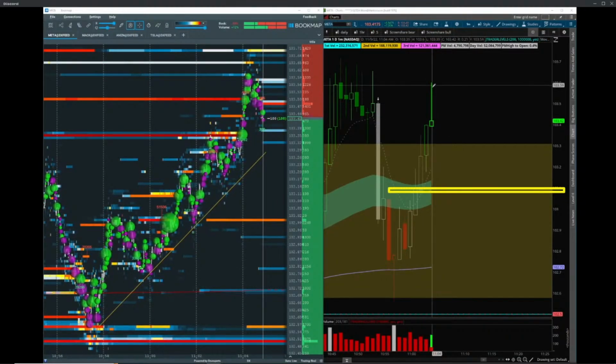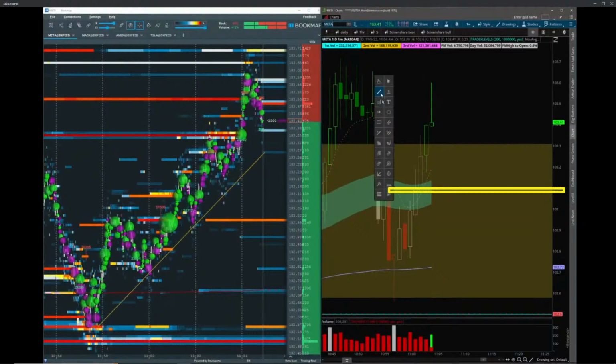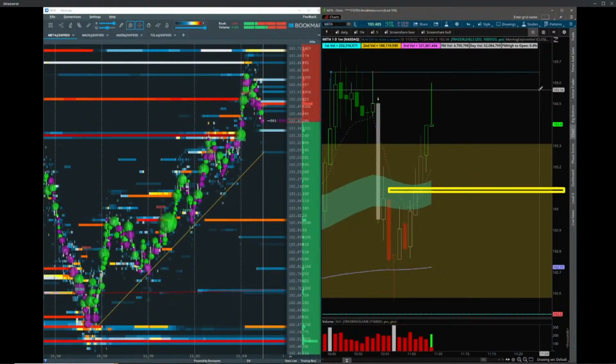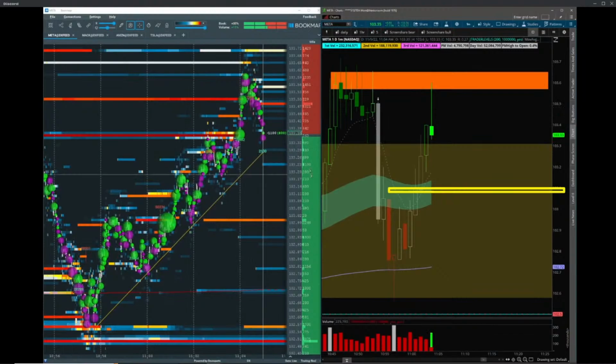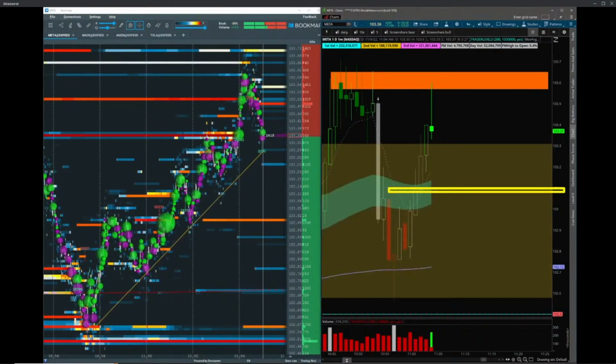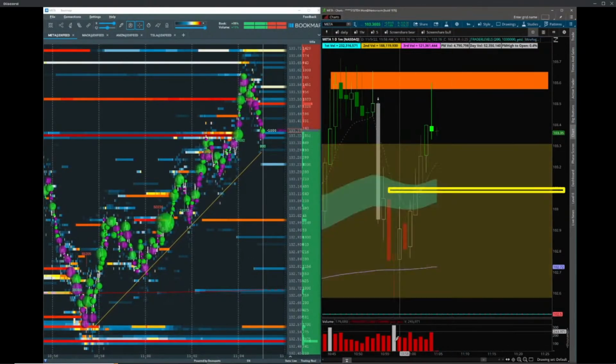So the point that we have this wick means at this point up here, we have sellers. So we're not long in over here yet. We have to wait for that consolidation.